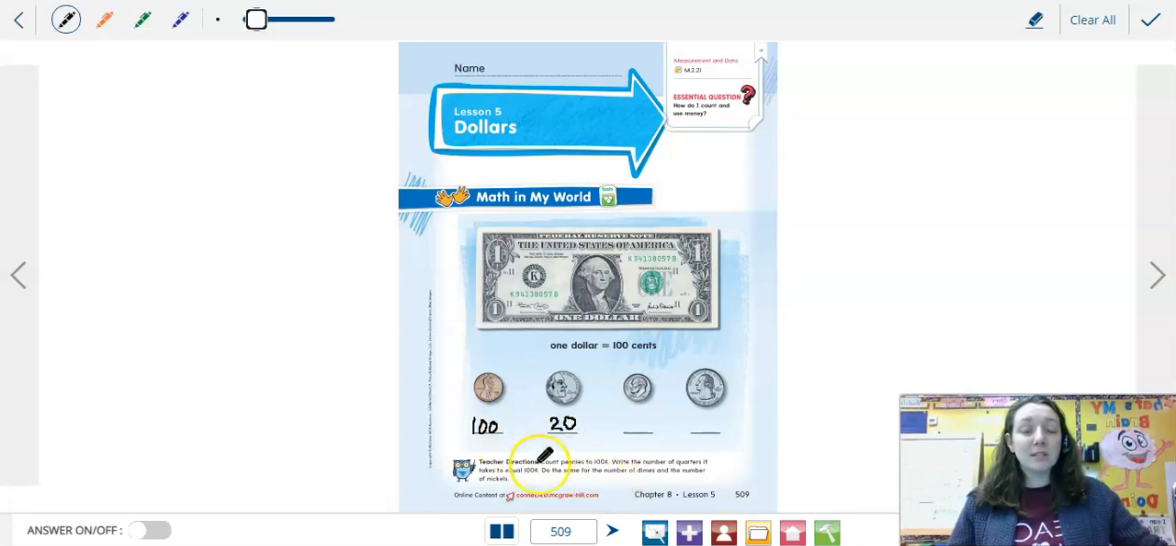And notice I'm not putting my cent sign because I'm not saying it's 100 cents, though 100 cents is a dollar, but I'm saying 100 pennies is how many it would take to get to a dollar. 20 nickels equals $1 or 100 cents.